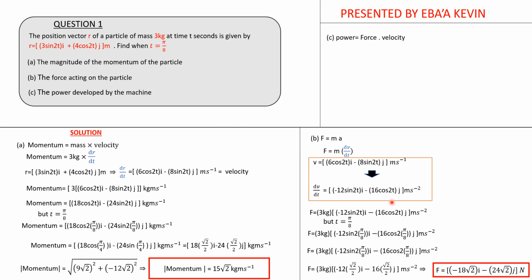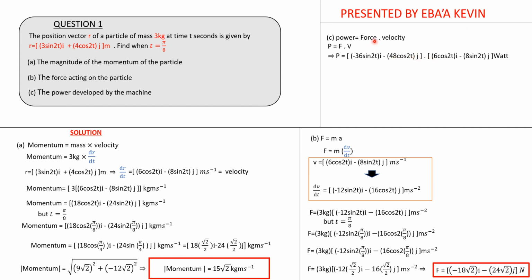In fact, we are going to take the expression of the force at this level, before replacing the value of t inside. That is, we are going to obtain the force to be equal to negative 36 sine 2t. That is, we have multiplied this 3 times this negative 12 to get negative 36. Similarly, we have multiplied this 3 times this negative 16 to get this negative 48.